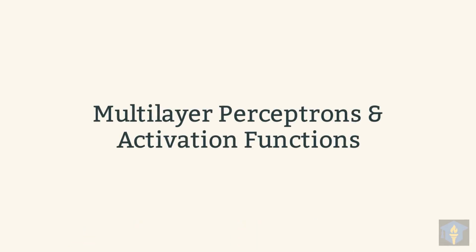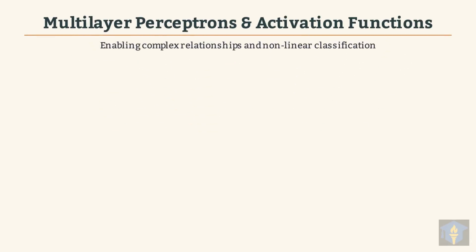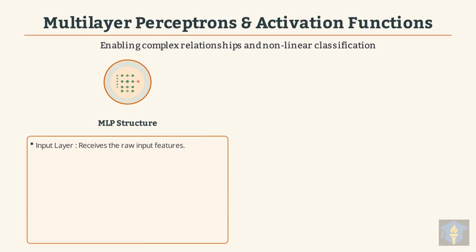Moving beyond single perceptrons, we now explore multilayer perceptrons, their structure, and key activation functions. MLPs are powerful, enabling the modeling of complex relationships and nonlinear classification tasks effectively. Let's break down the essential components that make up the structure of a multilayer perceptron. The input layer is where the network receives the raw input features, just like in a single perceptron.